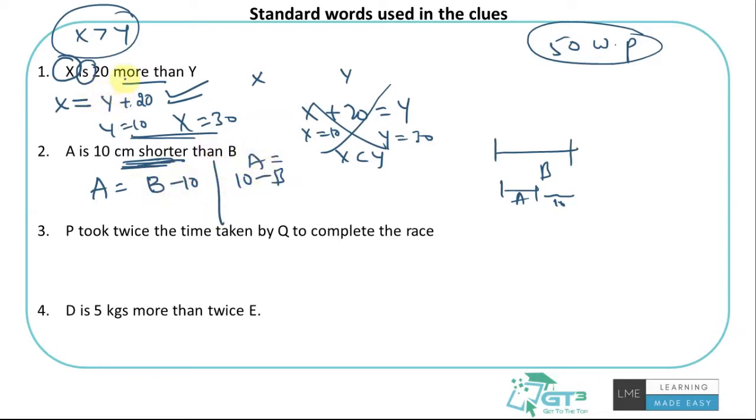That's why I wrote "more than Y" as Y plus 20. Make a habit of writing the variable first, whatever you see, more than, less than, shorter than. Write this first, and then minus or plus comes from more than or lesser than, shorter than, fewer than, etc. Why is it wrong? A is 10 minus B is wrong.